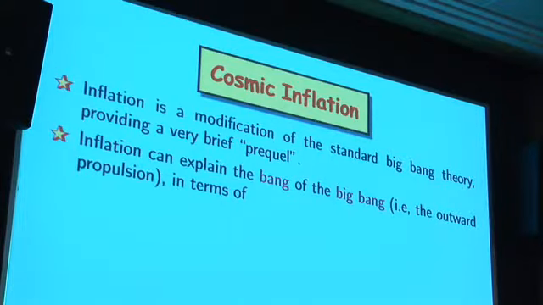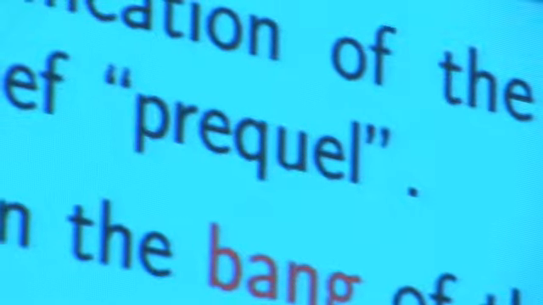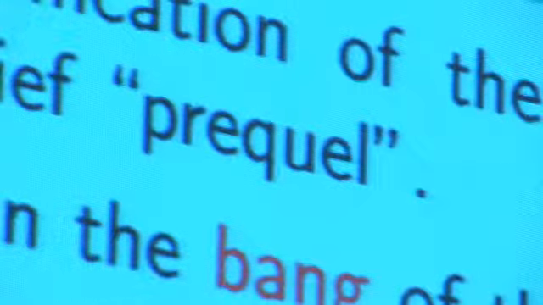Inflation is a modification of the Big Bang Theory. It does not throw away the Big Bang Theory, because as I've told you, the Big Bang Theory is in fact a very successful theory for describing many features of our universe. But inflation modifies the standard Big Bang Theory, and the nature of the modification is, I think, well described by a word that I believe originated in Hollywood. It's the prequel. It's what came before the description of the Big Bang that was already part of the standard theory.